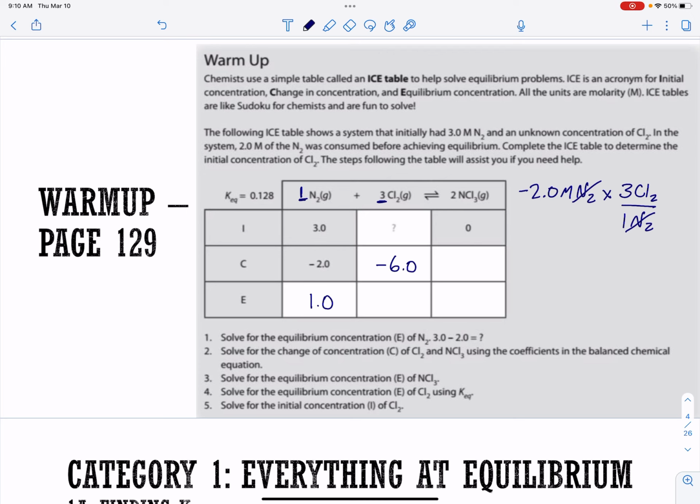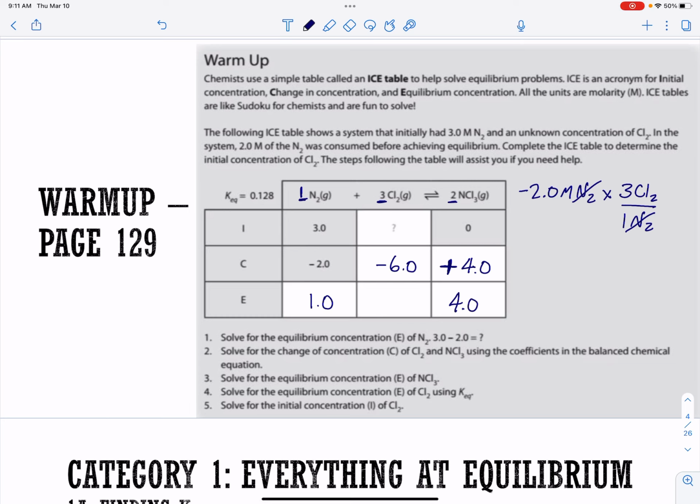On the other side of the equation, we have the products. This is being produced. So on the right-hand side here, I'm going to put a plus symbol, because as those reactants get used up, they turn into the products. And so these are getting added to. And you'll notice that there's a coefficient of 2, so that's going to go up by 4.0. With number 3, it says solve for the equilibrium concentration of NCl3. So I went 0 plus 4.0 gives me an equilibrium concentration of 4.0.